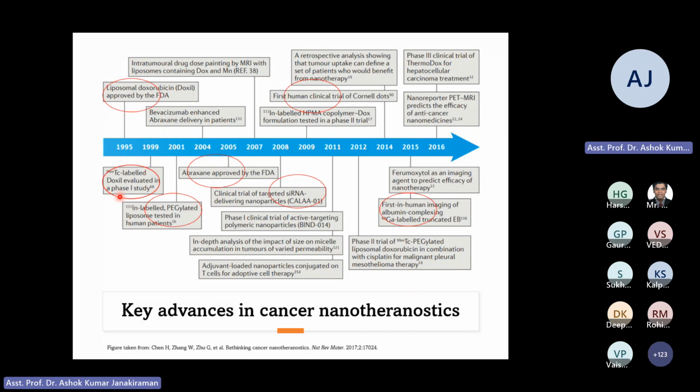Then first in human imaging of albumin complexing GA labeled truncated EB, that means the imaging, in 2015. Then they had a phase 3 trial in 2016. Nowadays, nanorobots have come into the market for diagnosis, and we are now in an advanced stage to diagnose and treat cancers.